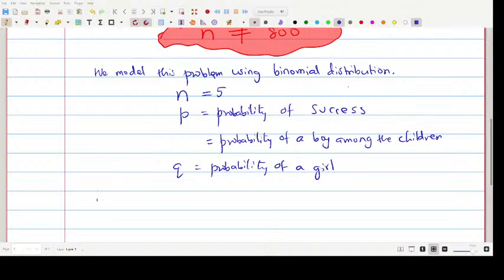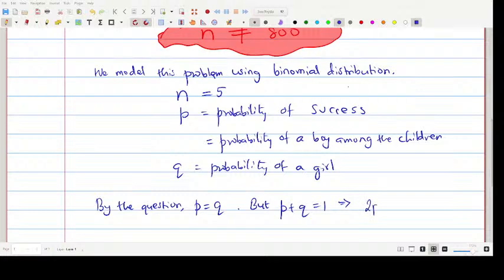Then by the question, p equals q, right? But p plus q, what is p plus q? p plus q is 1, because the sum of all probabilities is 1. So since p plus q is equal to 1, in place of q we can write p, or in place of p we can write q.